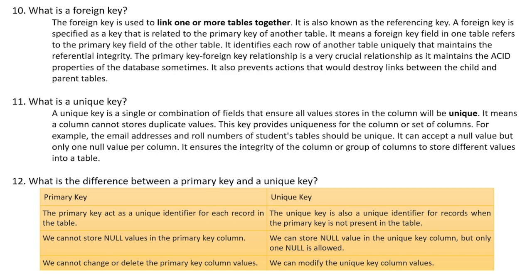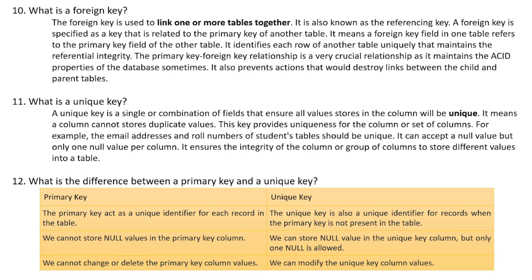Question 11. What is a unique key? Answer. A unique key is a single field or combination of fields that ensures all values stored in the column will be unique. It means a column cannot store duplicate values. This key provides uniqueness for the column or set of columns.